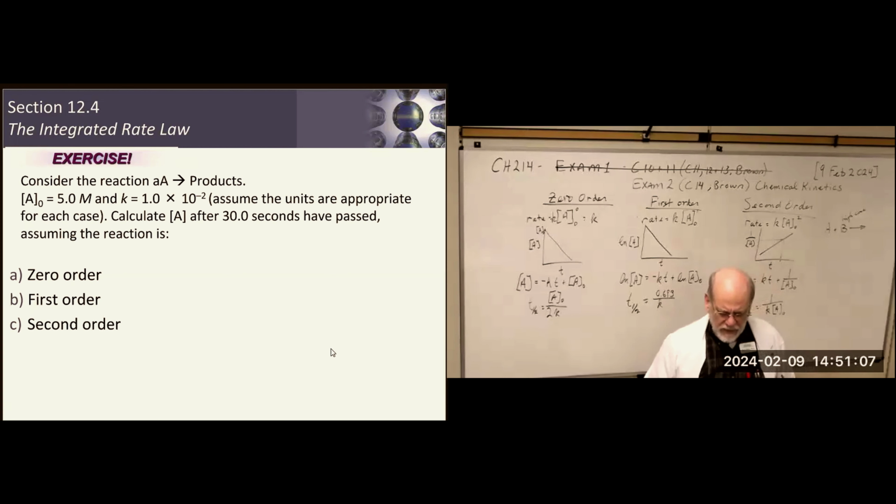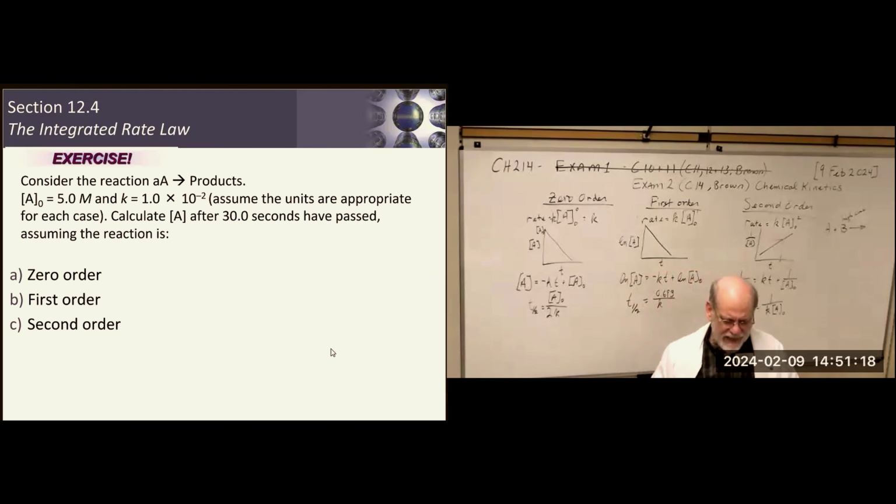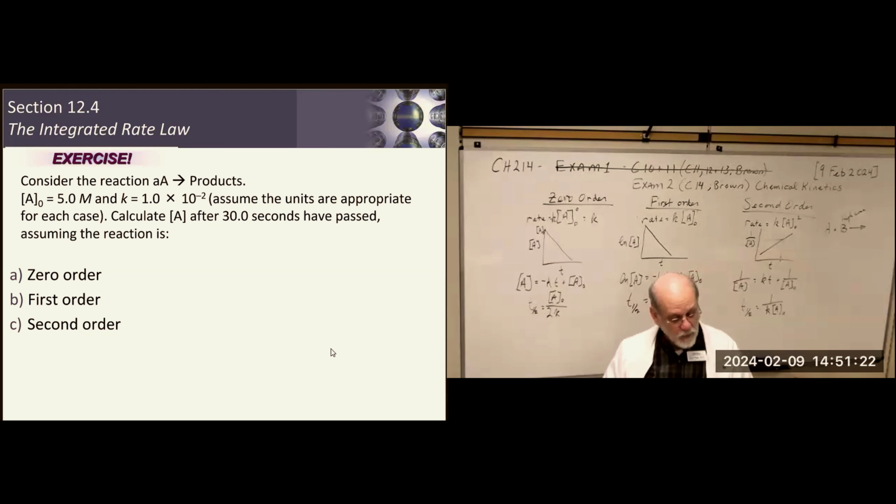Okay, let's see. If A is 5 molar and K is 1 times 10 to the minus 2, assume the units are appropriate for each case. Calculate A after 30 seconds have passed, assuming the reaction is... Okay, so we're going to take this information and see how much A is left after zero, first, and second order. We're going to change the conditions ourselves.